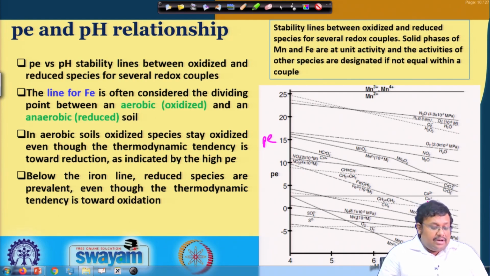So, the line for Fe you can see here, this is the line for Fe.